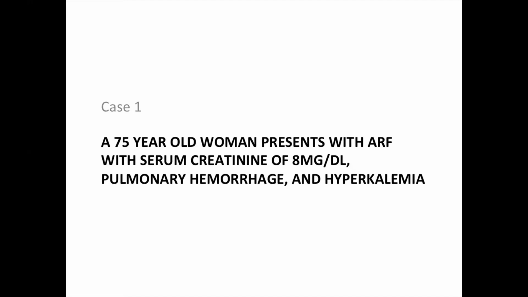And we start with the first case. The first case is of a 75-year-old woman. She presents with acute renal failure. Her baseline creatinine was around, say, 1.2 to 1.3. Suddenly she presented with acute renal failure and her serum creatinine is 8 milligram per deciliter. They found that she has pulmonary hemorrhage and hyperkalemia. Why does she have hyperkalemia? Because of the acute renal failure.